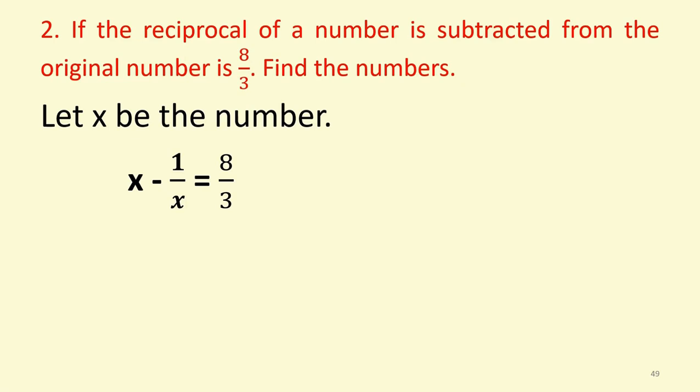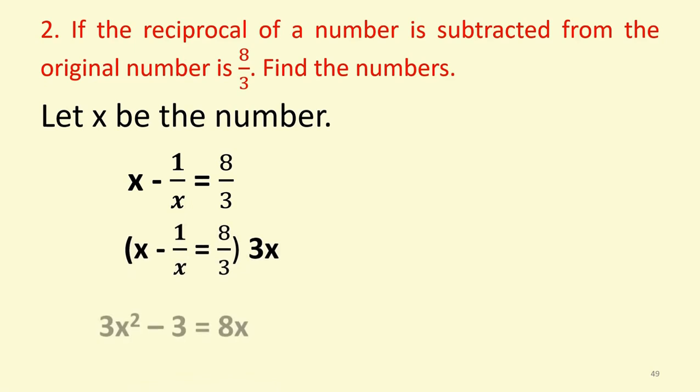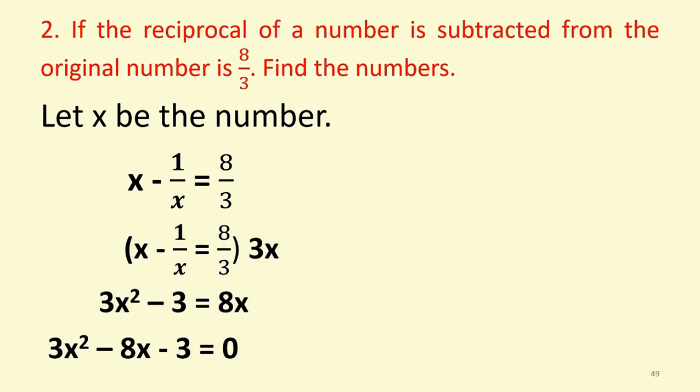The LCD, we have 3x. 3x times x, you will get 3x squared. 3x divided by x times 1, you will get 3. 3x divided by 3 times 8, you will get 8x. Now you transfer 8x, it becomes 3x squared minus 8x minus 3 equals 0.